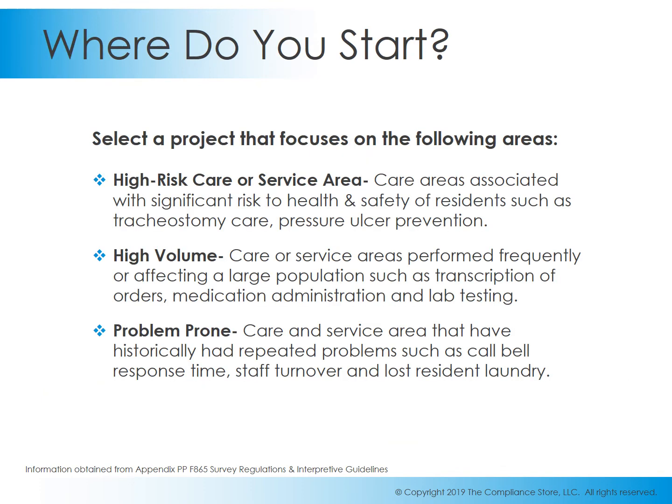Great ideas for PIP projects include any area of care that impacts the health and safety of residents. Examples might be tracheostomy care or pressure ulcer prevention. Areas of care that affect a large volume of residents, such as transcription of orders, medication administration, or lab testing. And areas that have been problem-prone in the past, such as call light response time, staff turnover, or items missing in laundry.